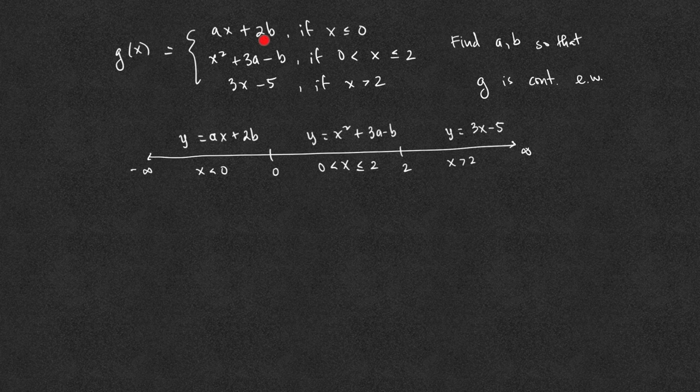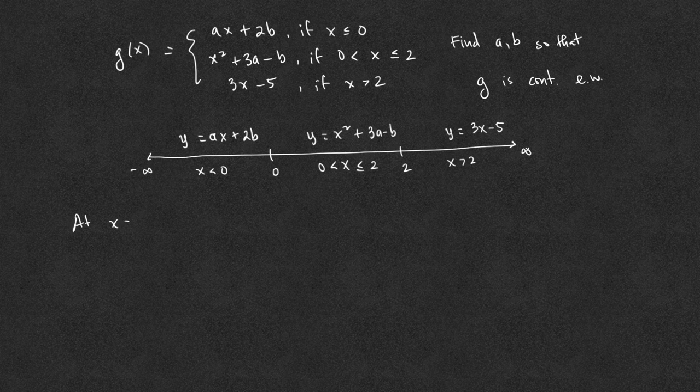Ax plus 2b is linear, so we know that it is continuous on its domain. X squared plus 3a minus b is a parabola, so we know that it is continuous on its domain. And 3x minus 5 is linear, so it is continuous on its domain as well. And so we only need to check for continuity at the points that separate the parts.